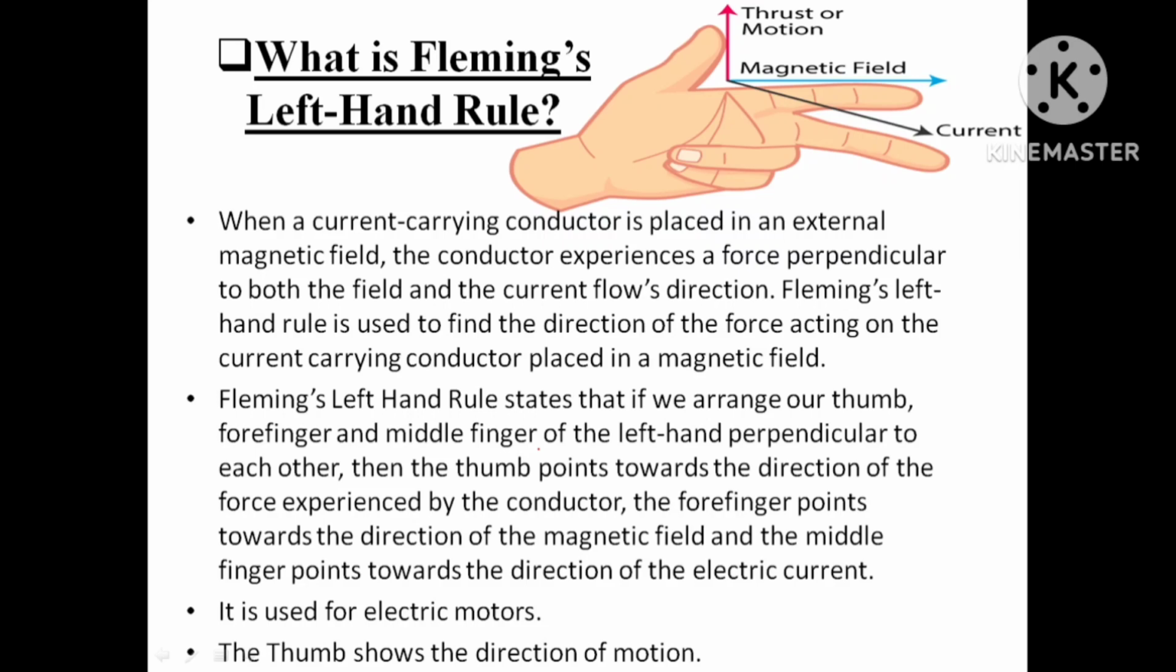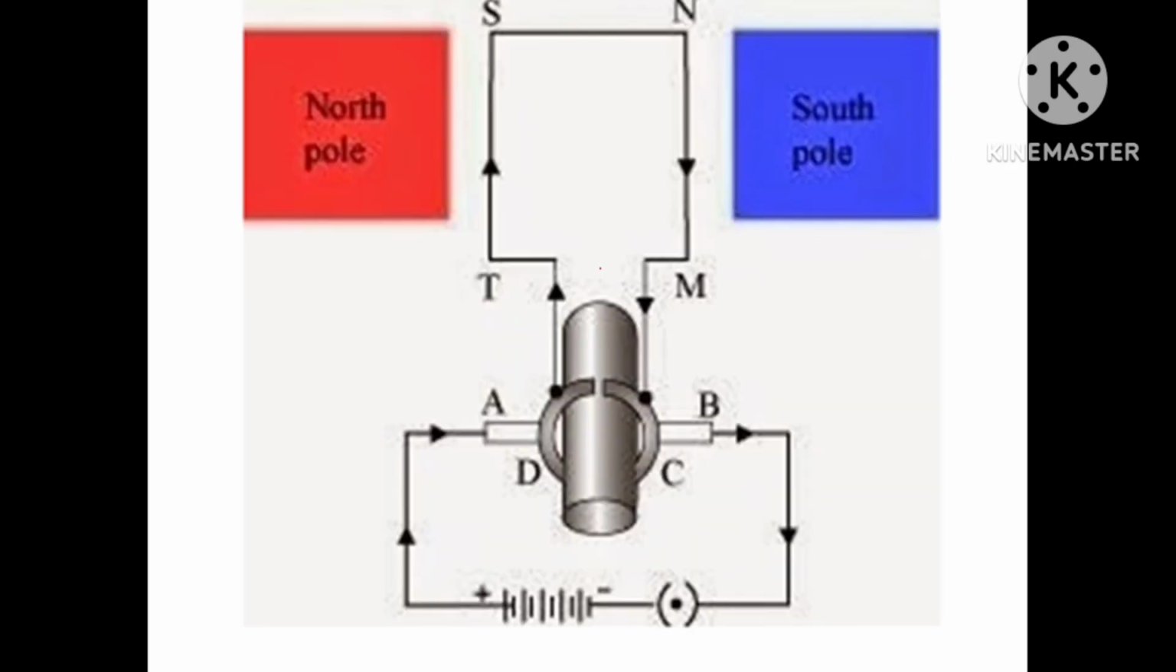Okay, so Fleming's left hand rule shows us the direction of motion. We'll study it now. When a current carrying conductor is placed in an external magnetic field, the conductor experiences a force perpendicular to both the field and the current flow's direction. Got it?